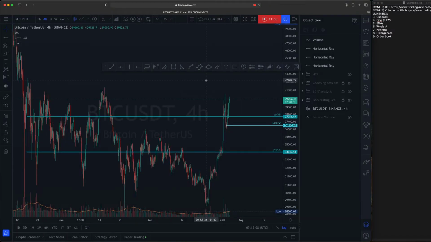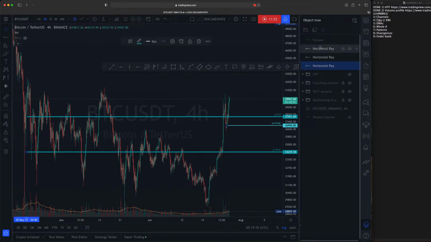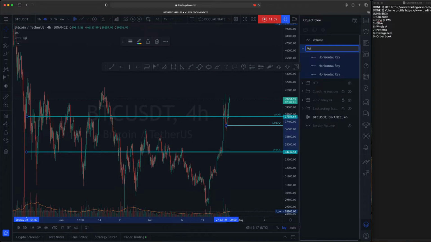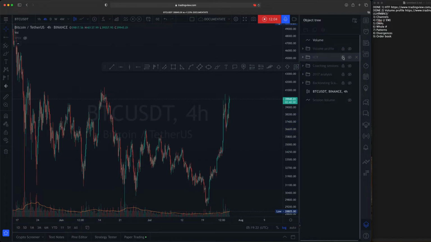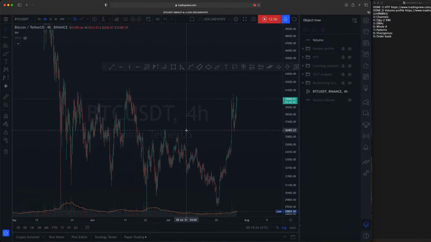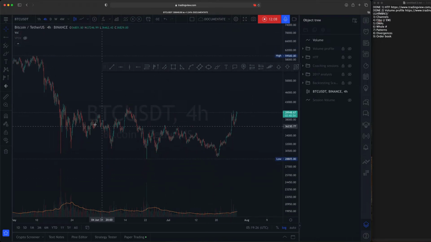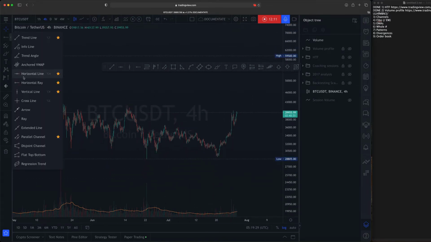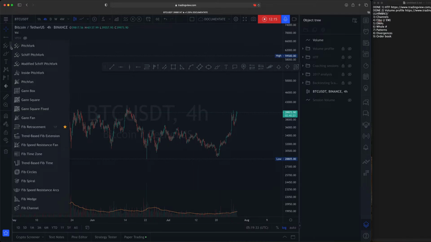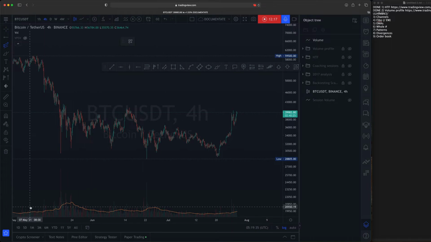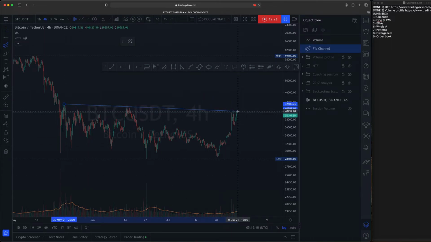Alright, now I'm going to check for channels, and I'm putting this in a group. Volume profile, okay, and hiding it. Channels. We are in a parallel channel, the normal parallel channel. Let's see how it looks. I will use Fibonacci for now, the Fib channel, just because I want to see how it looks.